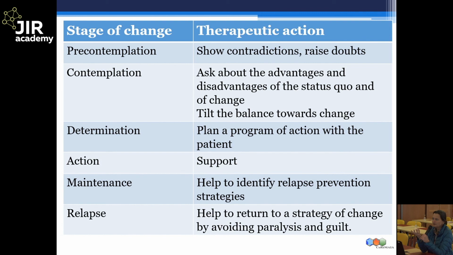How could we do that? We could say, okay, you complain of myalgias, but you don't have any muscles, probably not because of the treatment, but because you received corticosteroids. But to have muscles again, you need training. What do you think about that? Muscles will not come back alone. So that's it, show contradictions and raise doubts.